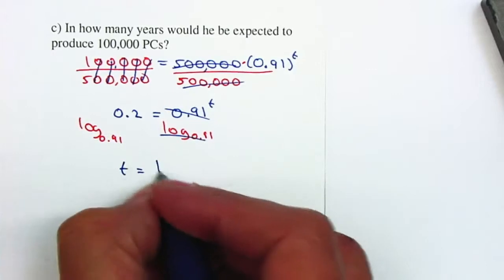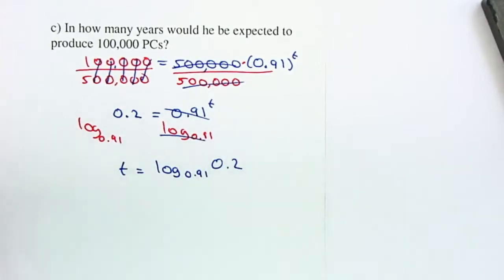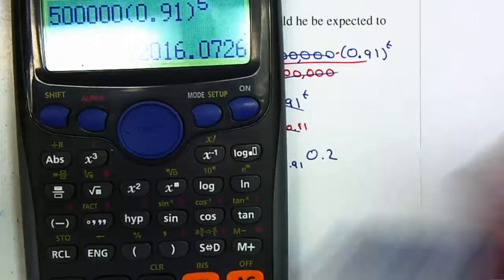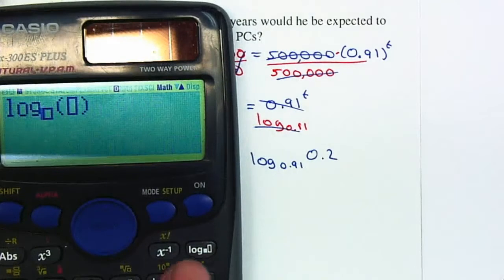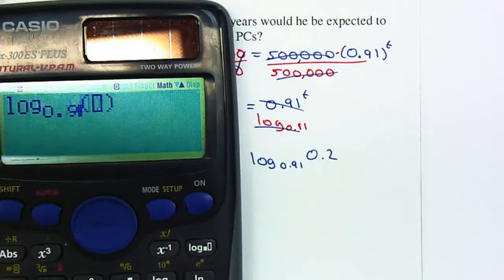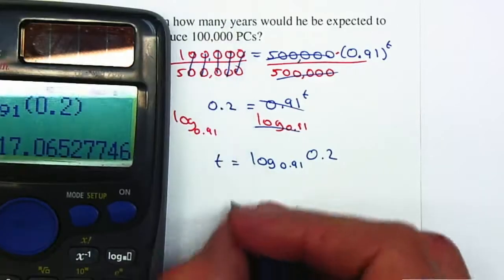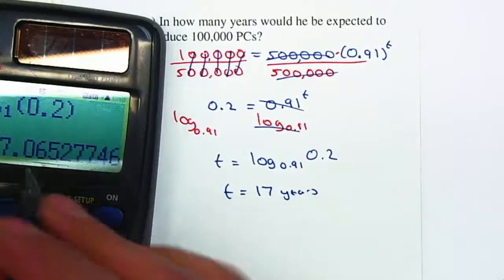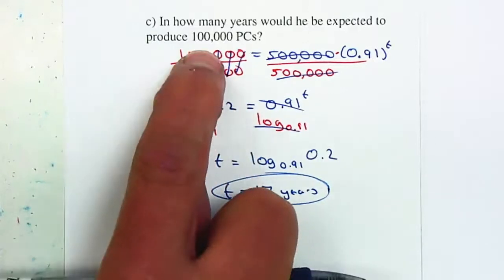So t is equal to the log base 0.91 of 0.2. And we're just going to use a calculator to type that in. So I'm going to use my log with a base 0.91 of 0.2. And it's going to take 17 years for your production to fall. 17.06, or 17 years if you round it, for it to fall down to 100,000 pieces.